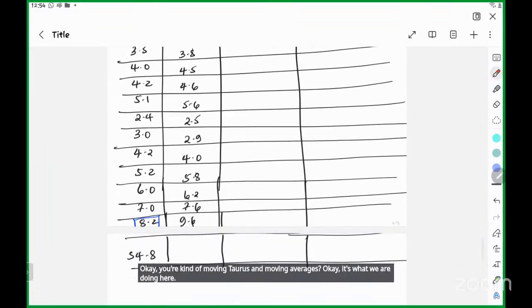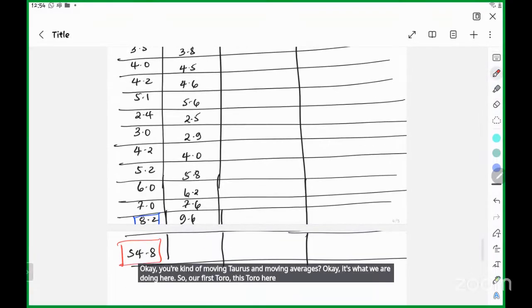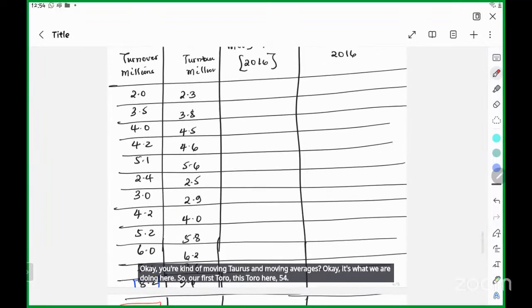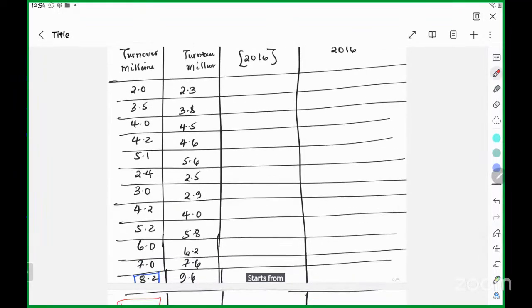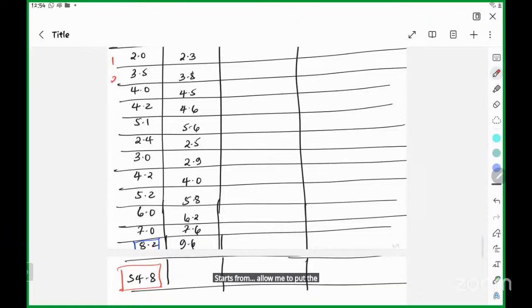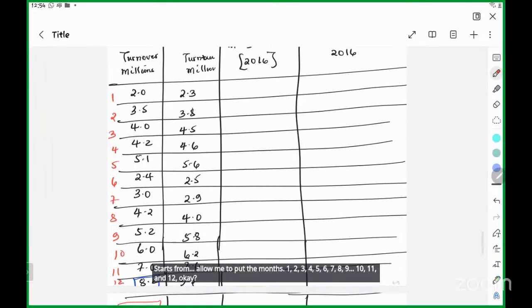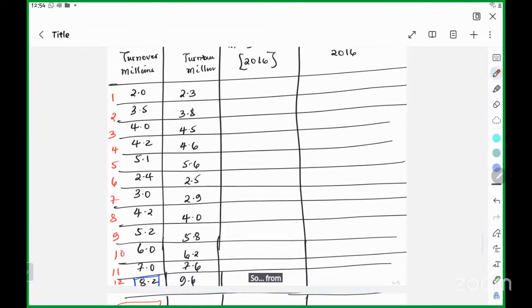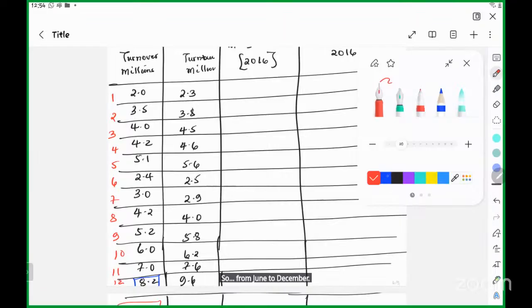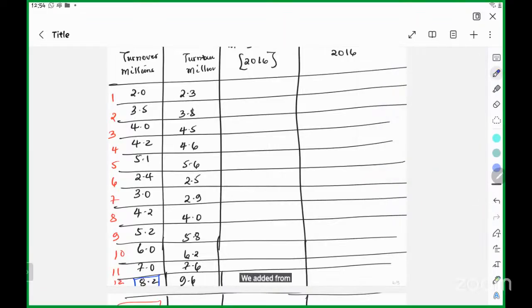So our first total, this total here, 54.8, starts from, allow me to put the months, 1, 2, 3, 4, 5, 6, 7, 8, 9, 10, 11, and 12. So from Jan to December, we added from 2 up to 8.2. So from here up to there. Is that okay?